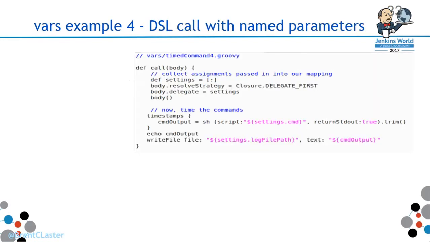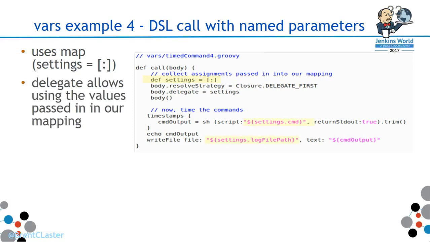And finally, I think the last example we have on this is a DSL call with named parameters. This is a little bit different formatting, but you can create a map within your library routine: settings equals square brackets colon. If you're not familiar with that, that's a Groovy map. You pass the body into the library routine, you have a map in there, and then you can use that map, the settings, and the things you pass in.